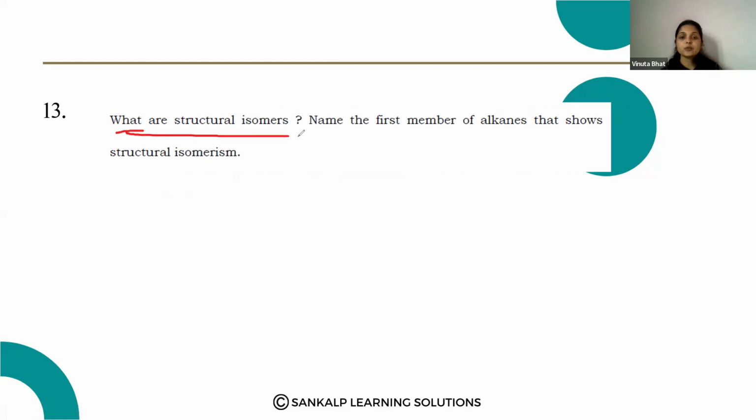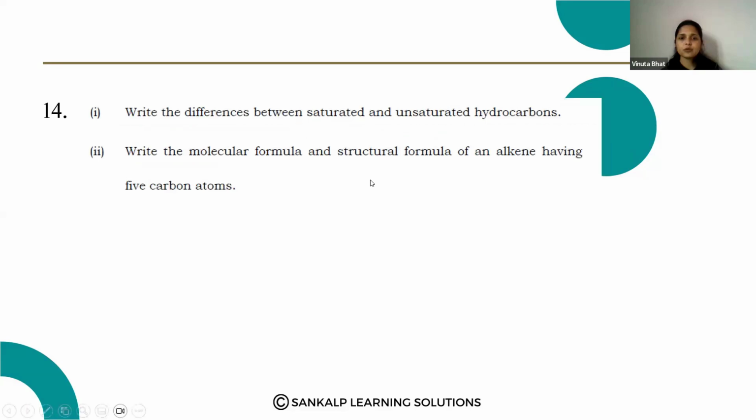What are structural isomers? Name the first member of alkanes that shows structural isomerism. The first member of the alkanes that shows structural isomerism is butane. So please practice the structure of butane. Next question.